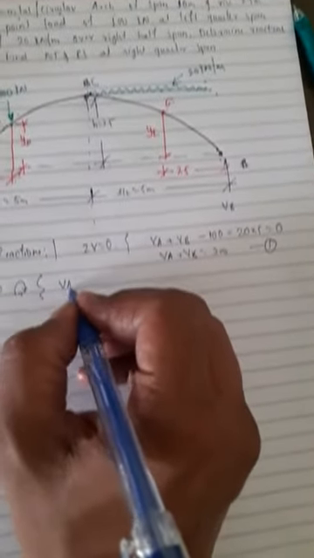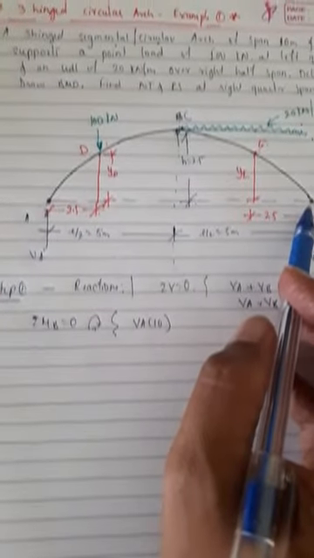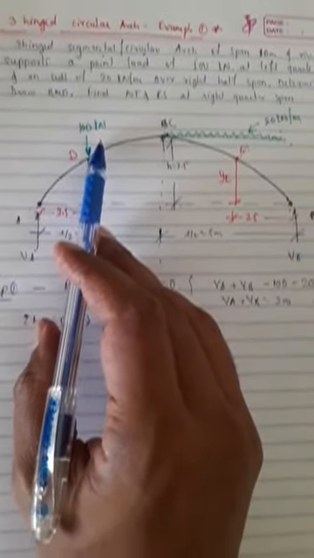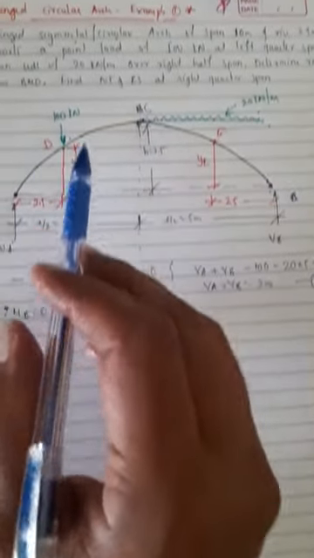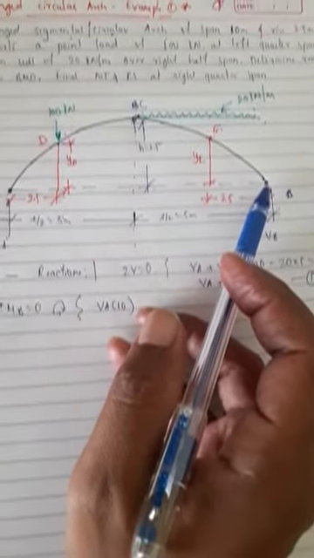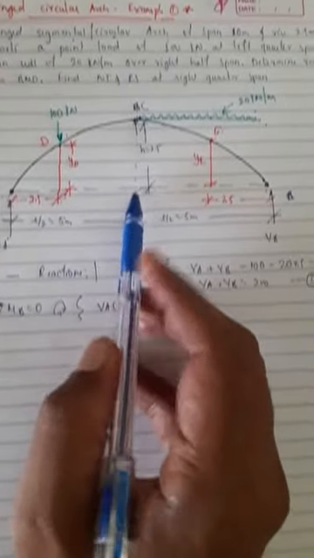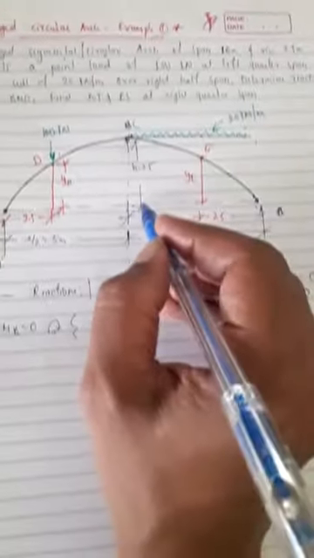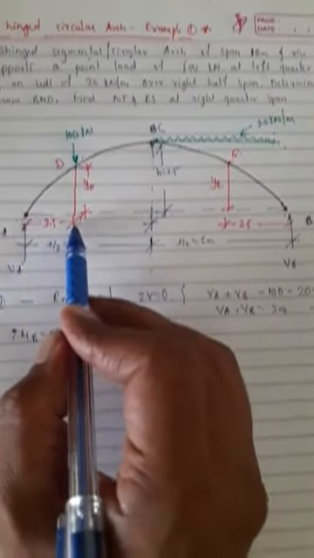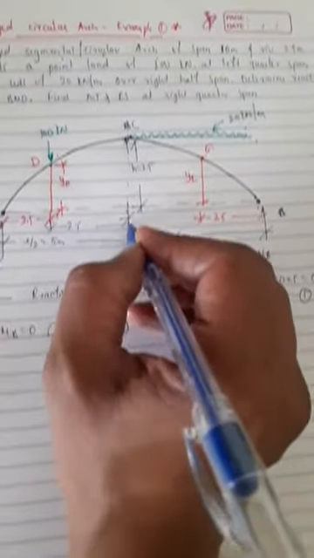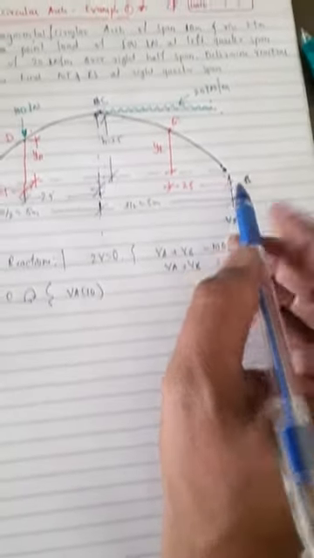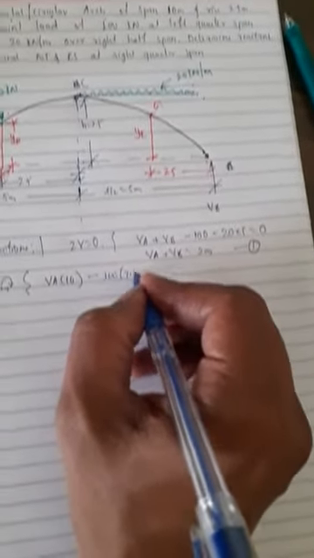Summation of moments about B is equal to 0. The loads that come into consideration are VA, this point load, and this UDL. Clockwise moments are positive. So VA into 10, VA into perpendicular distance 10. This 100 produces anti-clockwise, so minus 100 into the perpendicular distance between this point and point B, because I am taking moments about point B. From here to here this is 5 meters, and this is 2.5. So this distance is 2.5 plus 5, 7.5. Minus 100 into 7.5.